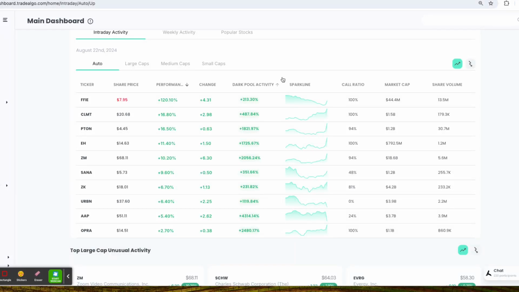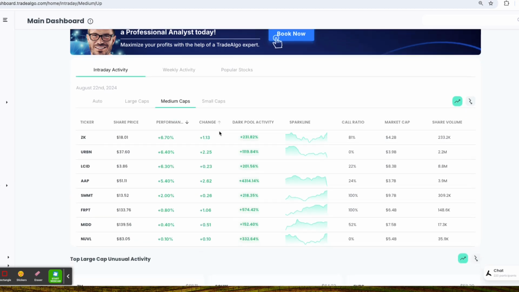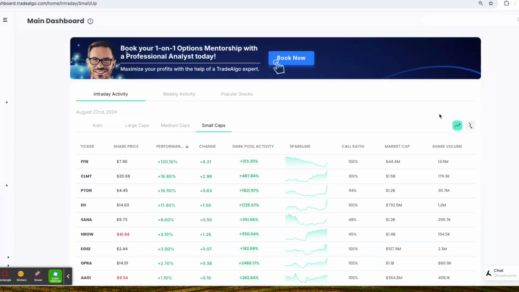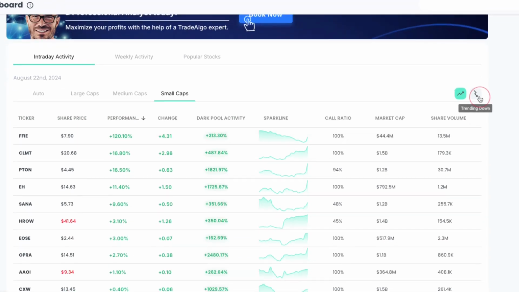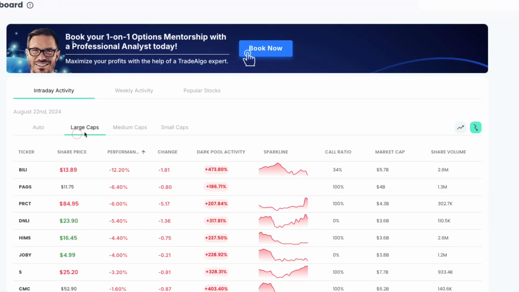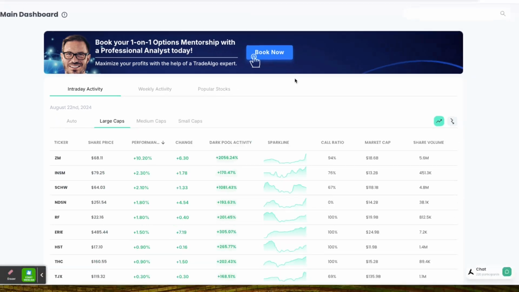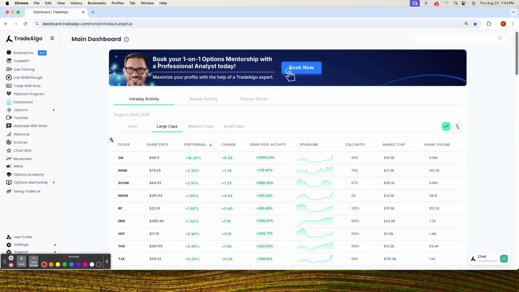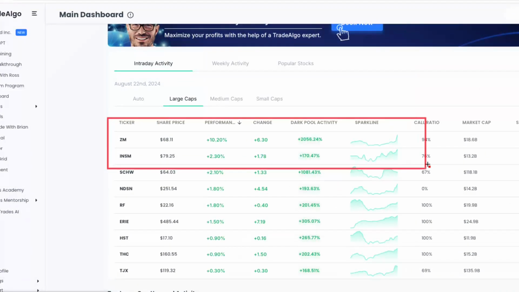Our cutting-edge AI sifts through massive amounts of data in real time, monitoring the large, medium, and small cap stocks of the stock market, and both the trending up and trending down sides of the equation. Let's go ahead and dive right into TradeAlgo's top pick of the day, popping up on top of the TradeAlgo trending upside of the dashboard.